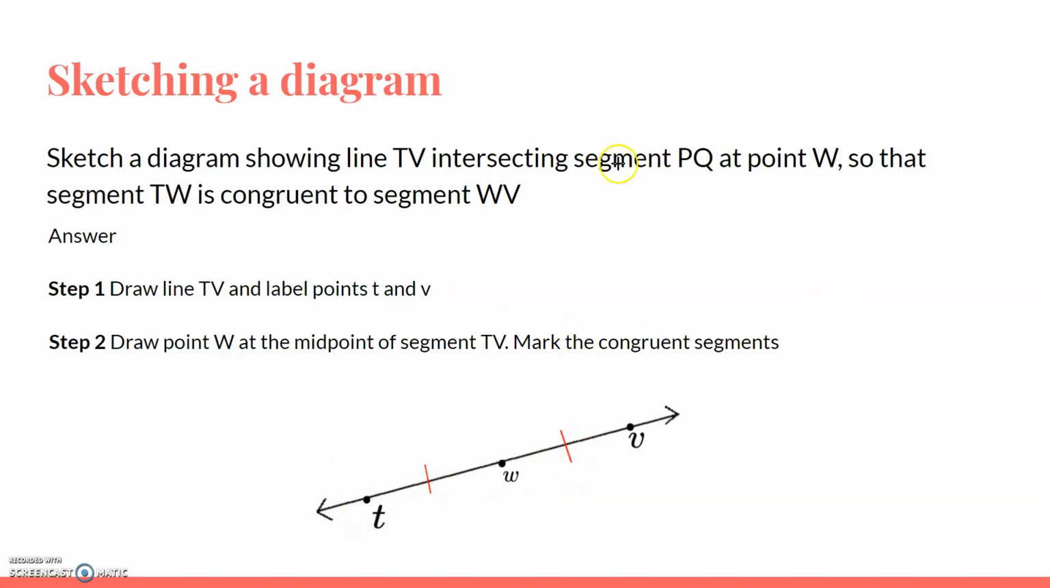And then finally, we need to draw the intersecting segment PQ. That's just going to go through point W. And here's our final diagram. If your diagram looks similar to this, then you're correct.